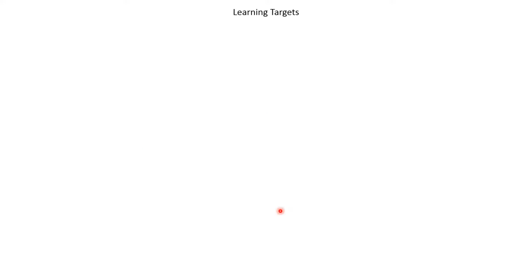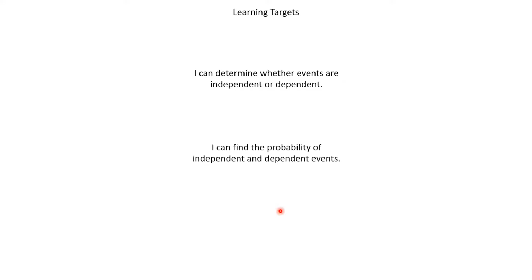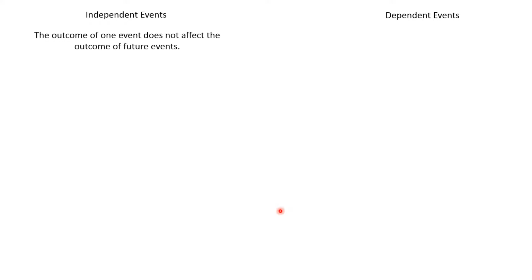So our learning targets today: I can determine whether events are independent or dependent, and then I can find the probability of independent and dependent events. So let's look at what these independent events and dependent events are. An independent event is where the outcome of one event does not affect the outcome of future events.